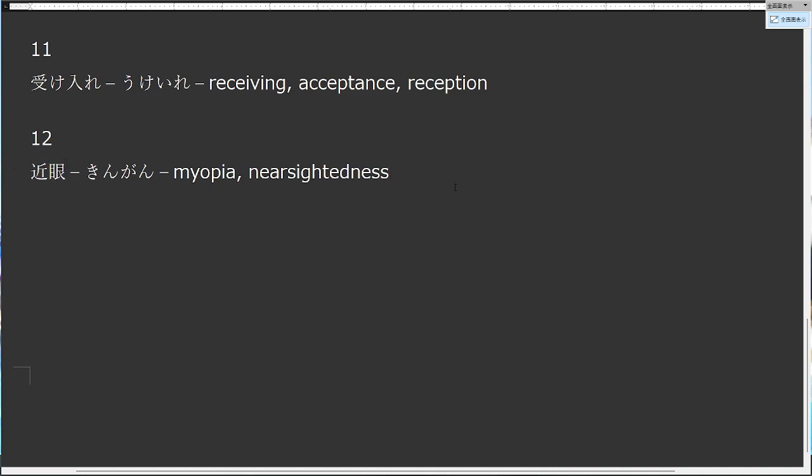Kingan is myopia or nearsightedness. Kingan is near eyeballs. Your eyeballs only see near. Kingan is near eyeballs, aka nearsightedness. Kingan is nearsightedness. You have near eyeballs. Kingan desu. Kingan is nearsightedness or myopia.